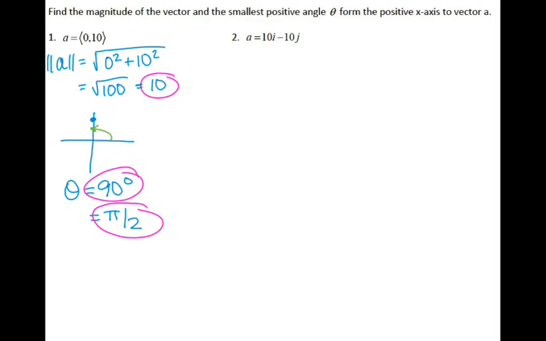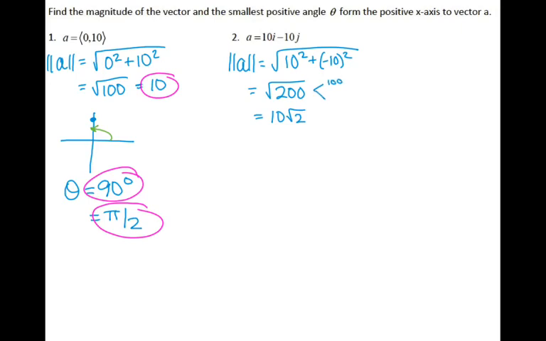For number 2, again, going to find the magnitude. So just doing the same thing, Pythagorean theorem, so the square root of 10 squared plus negative 10 squared. That gives you the square root of 200. And that simplifies to 10 root 2, because 200 is 100 times 2, and we know the square root of 100 is 10. And we don't know the square root of 2, so that just stays in the radical.